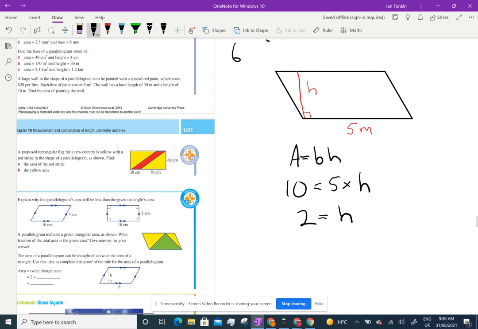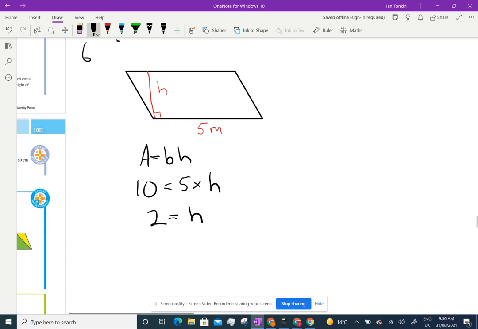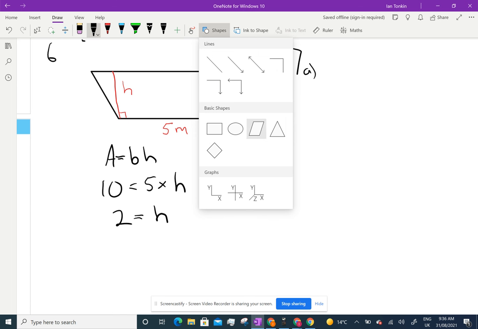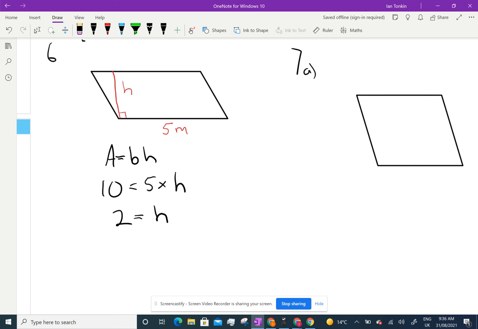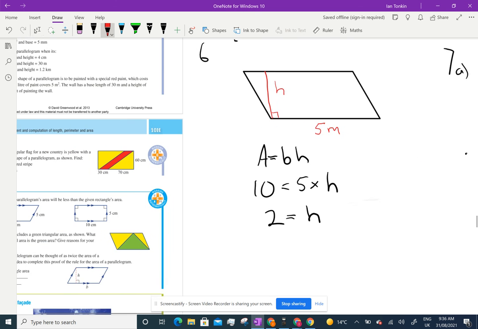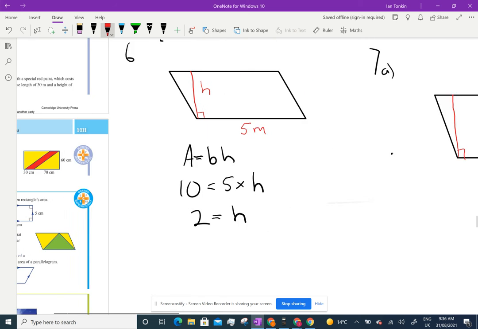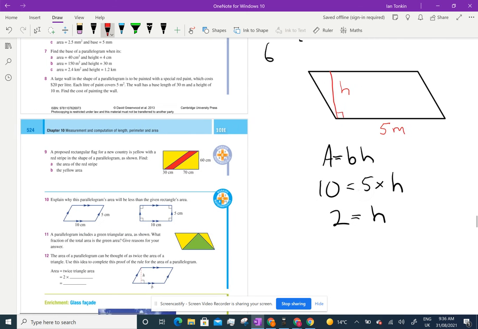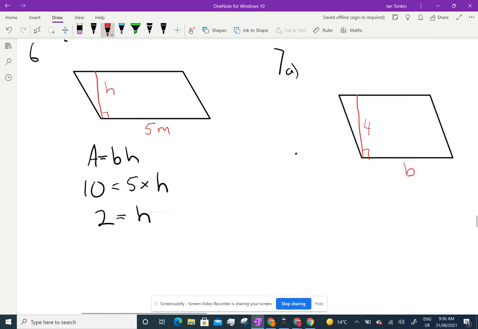Question 7. Question 7a. You have another go. 7a is similar. This time, they give me a parallelogram. They give me the height. In 7, they tell me the height is 4. They don't give me the base, but they tell me the area is 40.